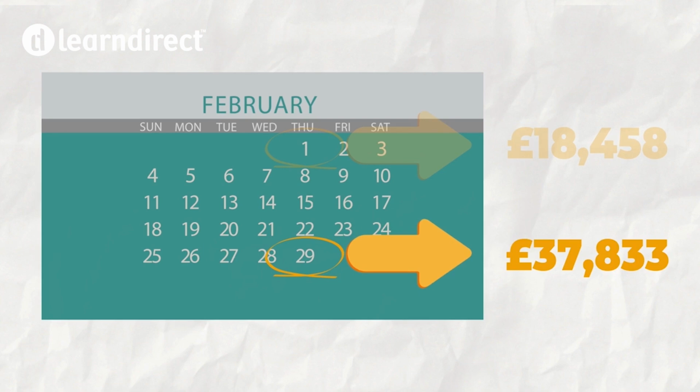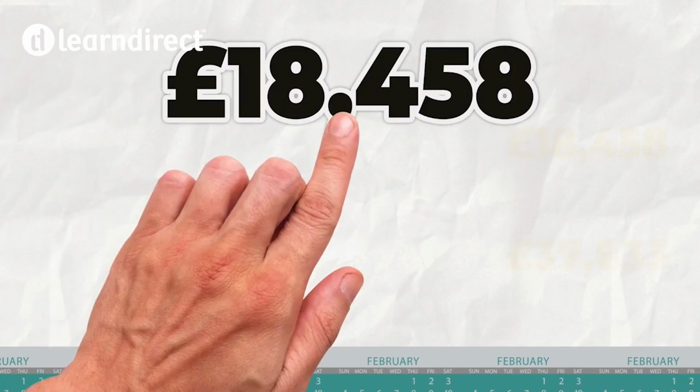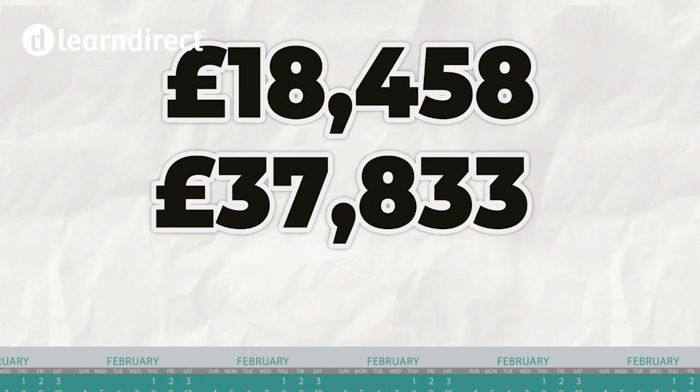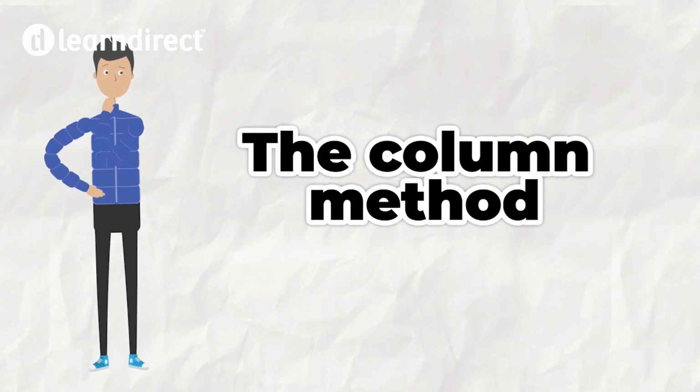£37,833 on fresh produce. To find out how much he has spent in February, he needs to work out the difference. To do this, he subtracts the amount of money he has spent at the start of the month from the amount of money he has spent at the end of the month. A good method to use for this is the column method. It works well for small numbers, but it also helps avoid mistakes when you're working with larger numbers.